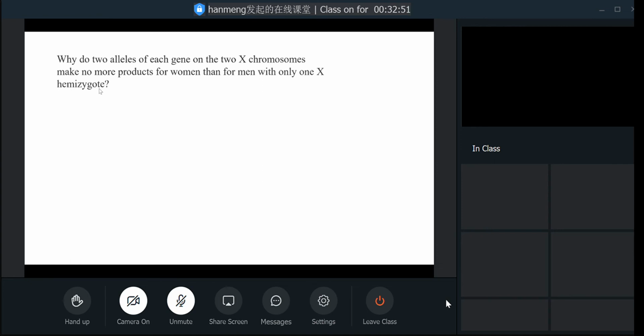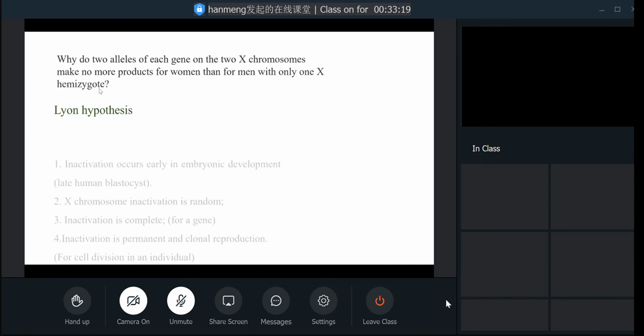We have learned about this point in our single gene disorder affecting factors. Maybe you have forgotten about it. It is the Lyon hypothesis, also named 莱昂假说 in Chinese. The Lyon hypothesis.